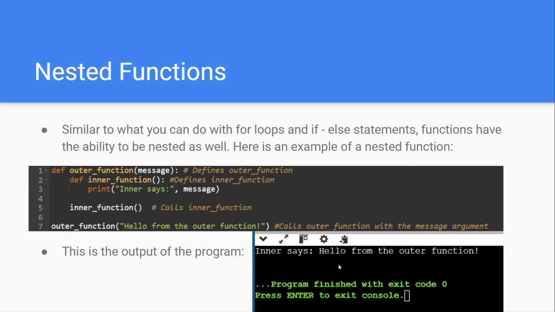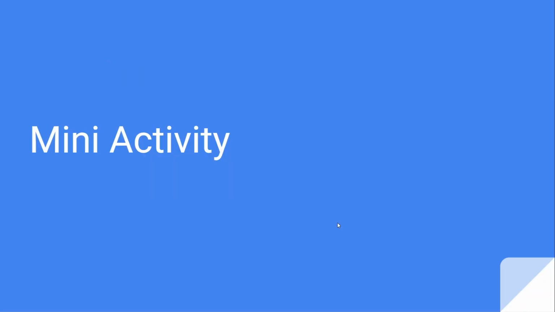This shows the output of the nested function example. The outer function runs and then the inner function is called from inside it. This shows how different functions can work together.